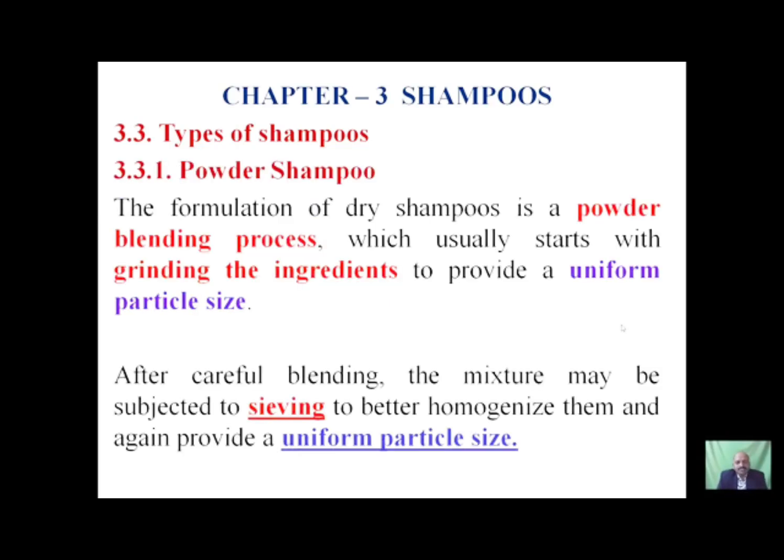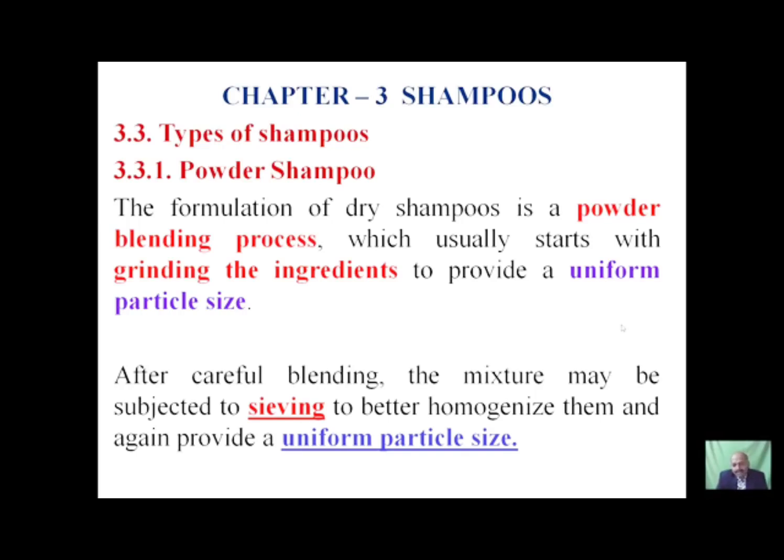The first one is the powder shampoo. The formulation of dry shampoos is a powder blending process, which usually starts with grinding the ingredients to provide a uniform particle size. The name itself indicates the shampoos are in powder form. They are ground into small uniform particles so that they can be applied easily.